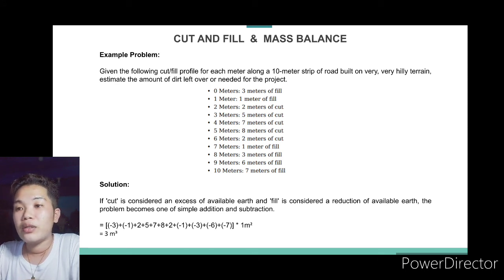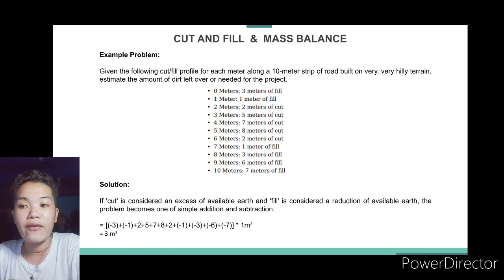So for distance 0 meters, we have 3 meters of fill. For distance 1 meter, we have 1 meter of fill. For distance 2 meters, we have 2 meters of cut. For distance 3 meters, we have 5 meters of cut. For distance 4 meters, we have 7 meters of cut. For 5 meters, we have 8 meters of cut. For distance 6 meters, we have 2 meters of cut.